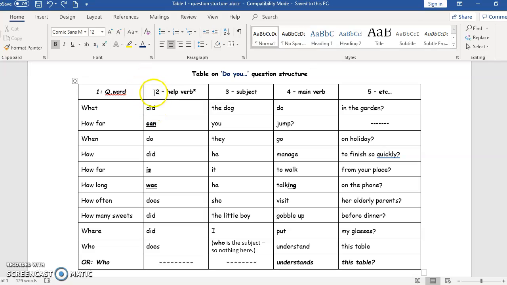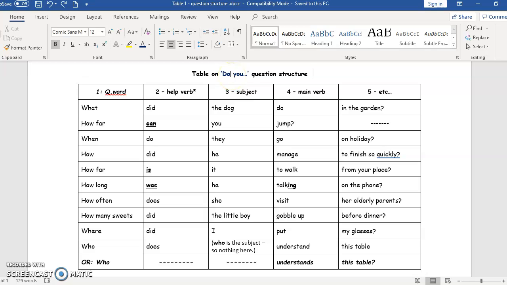Number two is the help verb. Very often this is do. Of course it can also be in the past, which would be did. Or when it is third person singular, meaning he, she, or it, it would be does. So you have to use the correct form of the verb do.